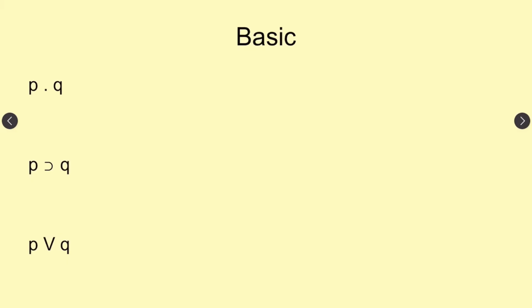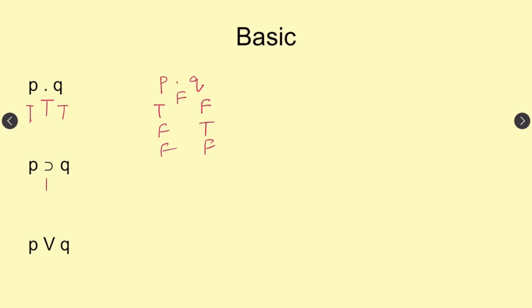In the case of a dot, or conjunction, when will this conjunction be true? A conjunction is true when both conjuncts are true, right? So P dot Q will be false in three conditions: true false, false true, or false false. So you should know these basic things.